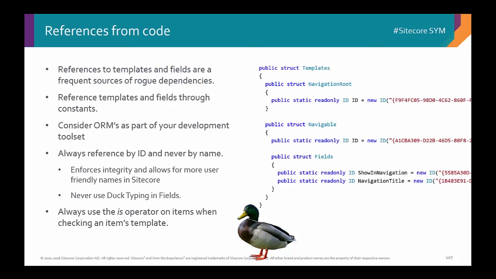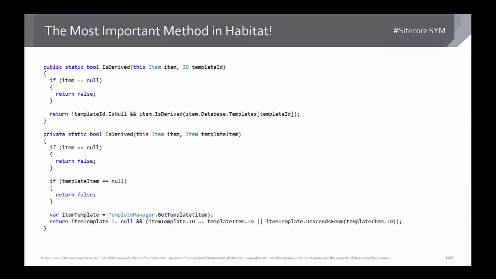And you say, is there an is operator? No, there's not. Which is why this is probably the most important method in all of Habitat. The Sitecore extension method called isDerived. So you go item.isDerived. So that's probably the most used method in all of Habitat.